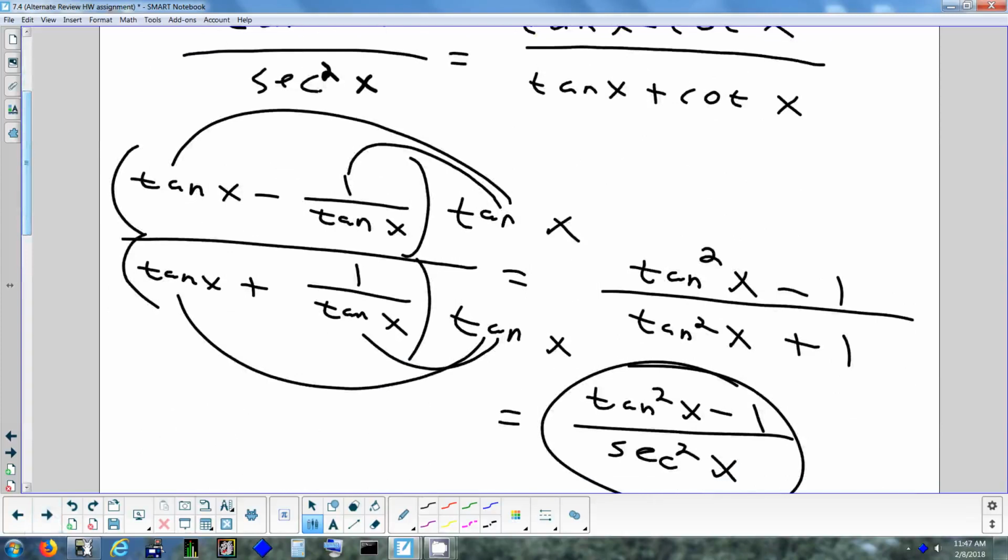So really, I would argue in this problem it was 3 steps. Change to tangents. Multiply top and bottom by tangent. That step was a little tricky to come up with. And then the third step was a Pythagorean identity.